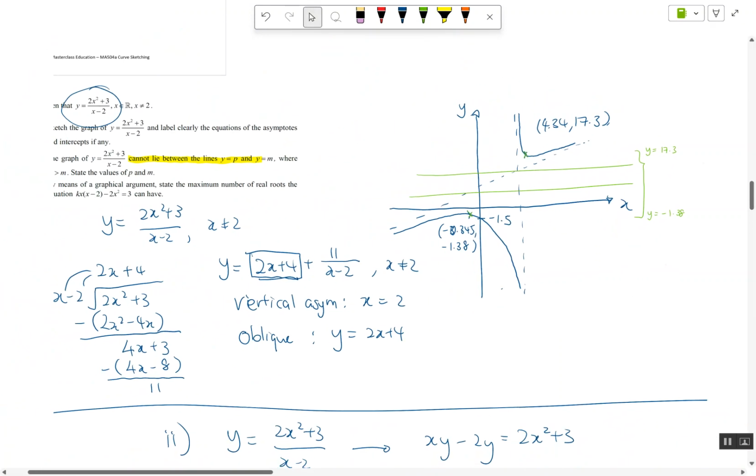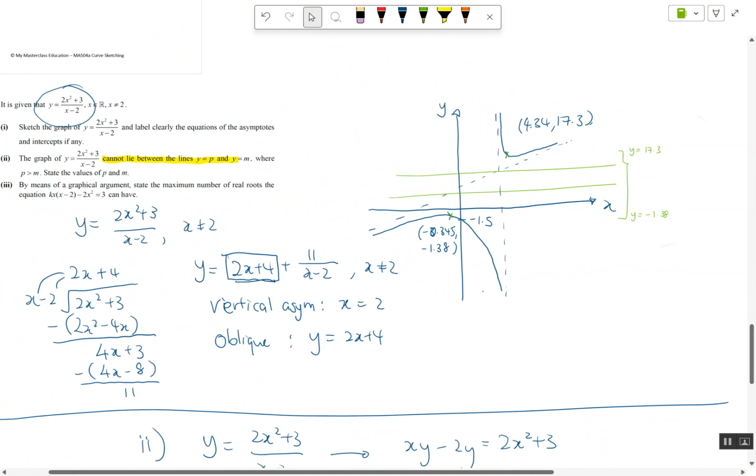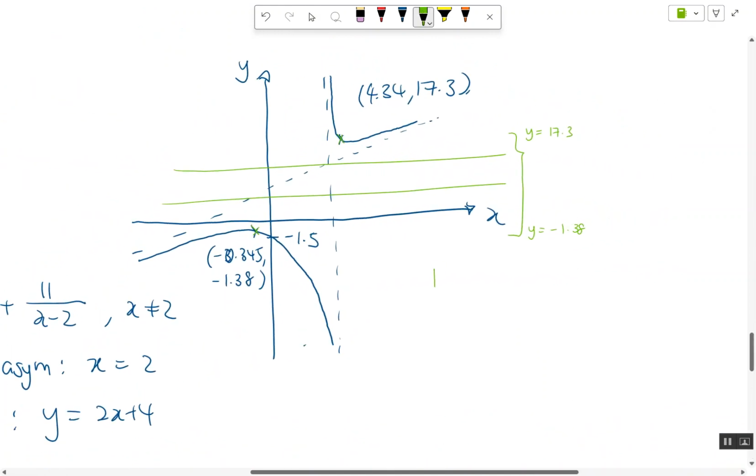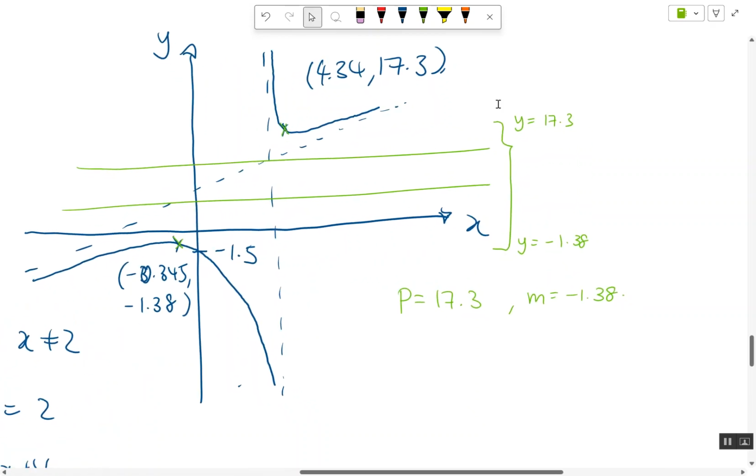Look back at the question. It cannot lie between the lines, between these two points, where p is greater than m. So p is going to be equal to 17.3 and m is equal to negative 1.38. But if the question is asking for it to be exact, then you have to look at the next video. I will show you how to present this kind of question in exact form.